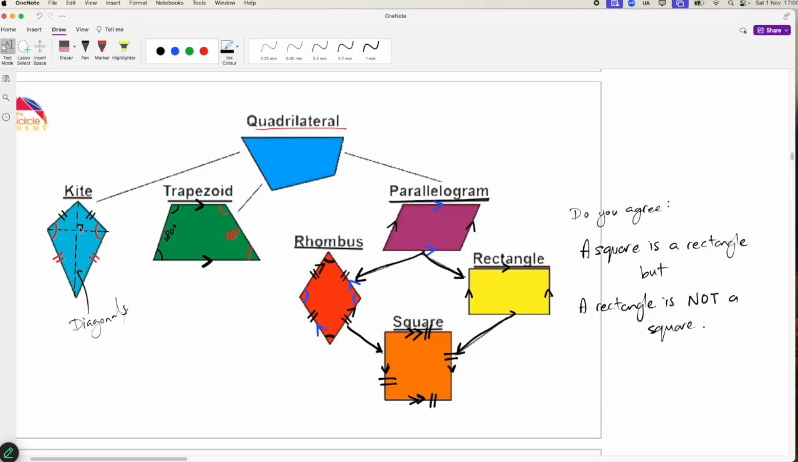So these, Deja, are the diagonals, and the point here is that in a kite, the diagonals cut at 90 degrees. That is the point there. That is the point that I was making.